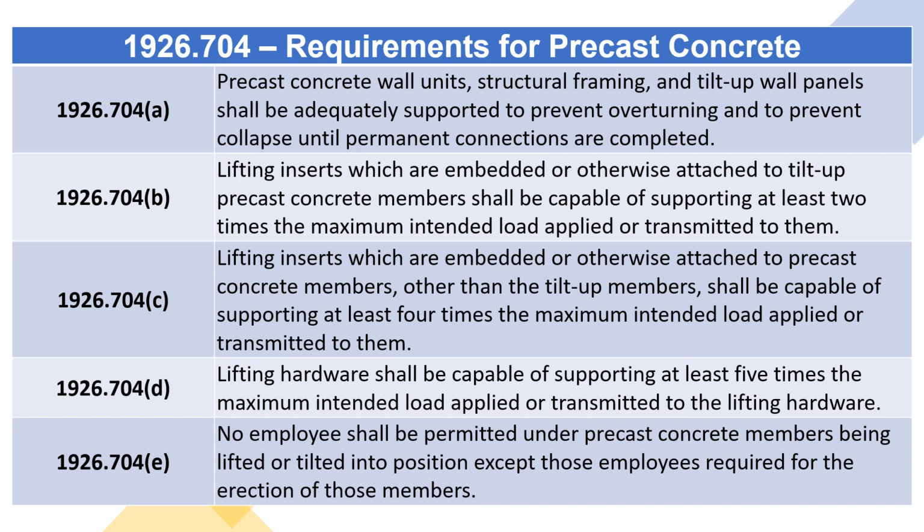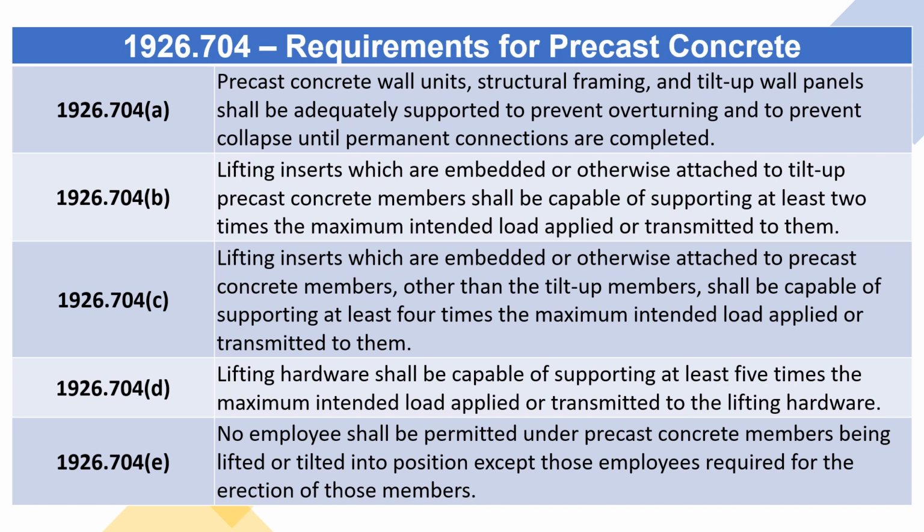1926.704(b): Lifting inserts which are embedded or otherwise attached to tilt-up precast concrete members shall be capable of supporting at least 2 times the maximum intended load applied or transmitted to them. 1926.704(c): Lifting inserts which are embedded or otherwise attached to precast concrete members, other than the tilt-up members, shall be capable of supporting at least 4 times the maximum intended load applied or transmitted to them.